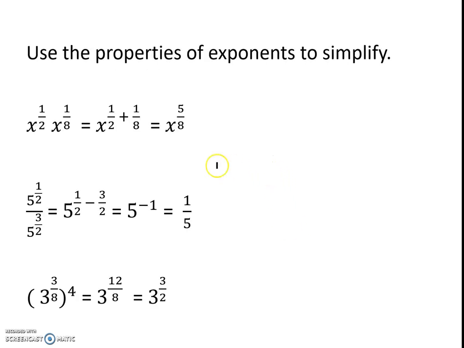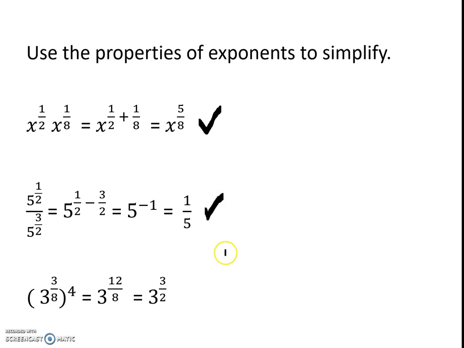Use the properties of exponents to simplify. So we have x to the 1/2 times x to the 1/8. We add those exponents. Well, we know 1/2 is the same as 4/8. So 4/8 plus 1/8 is x to the 5/8. When something is divided, we bring the exponent up. We subtract the exponent. So now we have 5 to the 1/2 minus 3/2, and we find that's 5 to the -1.